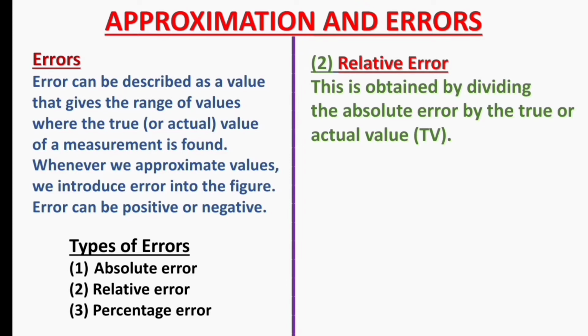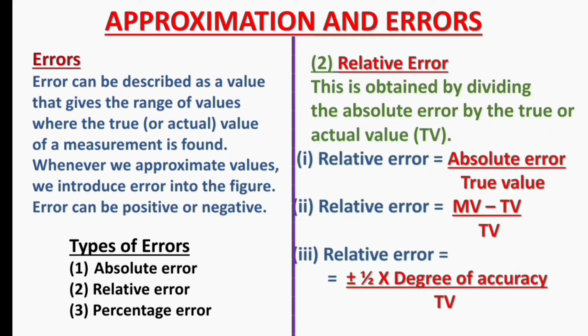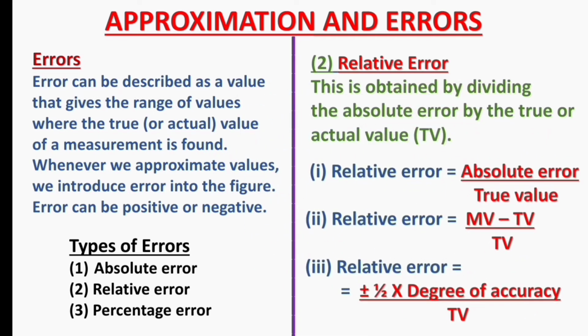Looking at the second type of error, number two, relative error. This is obtained by dividing the absolute error by the true or actual value. That means the formulas for relative error are number one, relative error is equal to the absolute error divided by the true value. That's the same thing as relative error being equal to the measured value minus the true value divided by the true value, as well as relative error also being equal to plus or minus half times the degree of the accuracy divided by the true value.